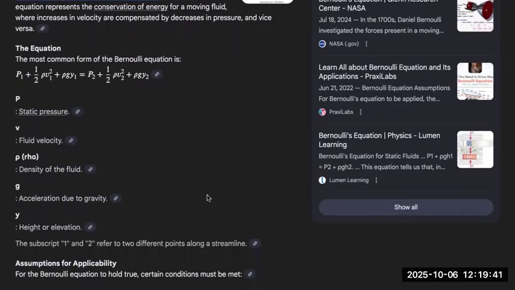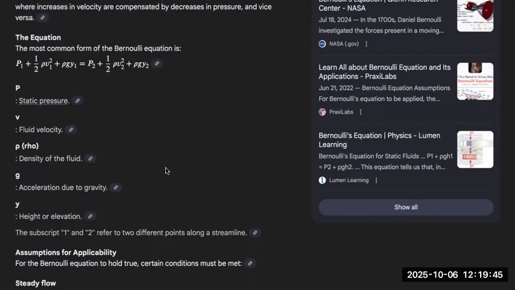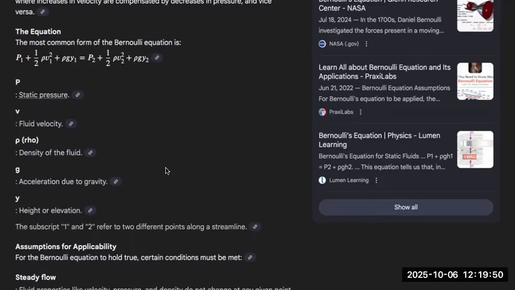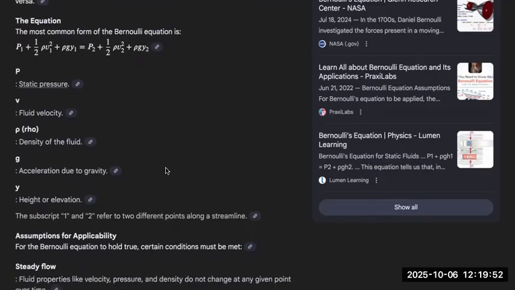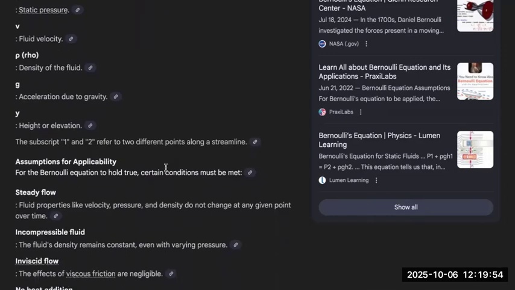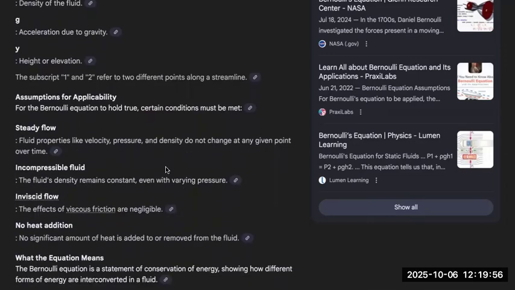The most common form of the Bernoulli equation is as such, where P is static pressure, V is fluid velocity, rho is density of the fluid, g is acceleration due to gravity, and y is the height or elevation. Assumptions for applicability. It must be steady flow because fluid properties like velocity, pressure, and density do not change at any given point over time.